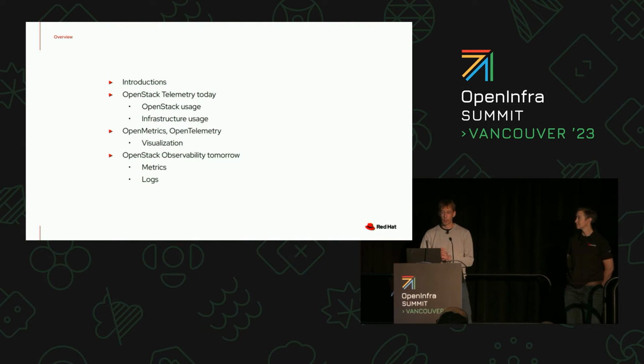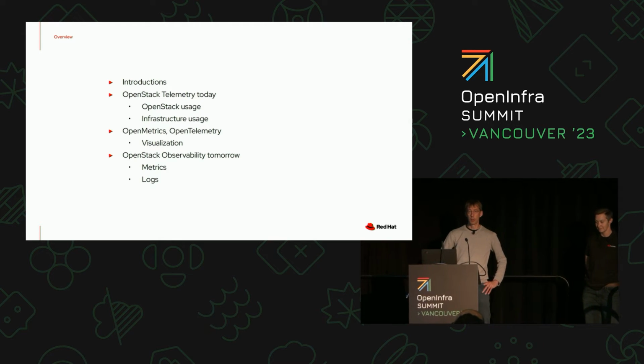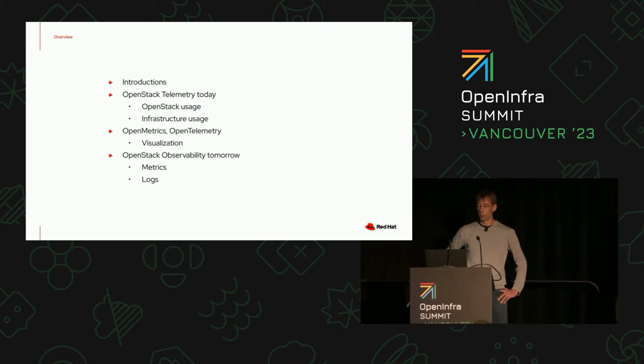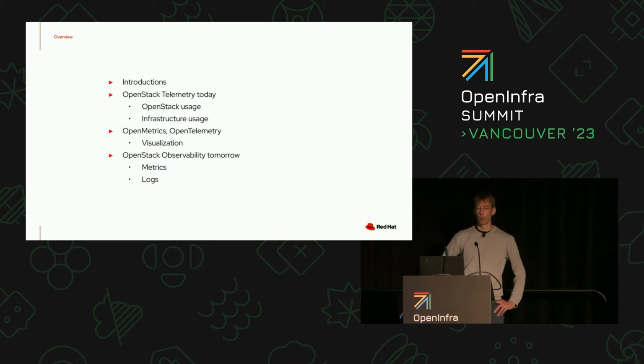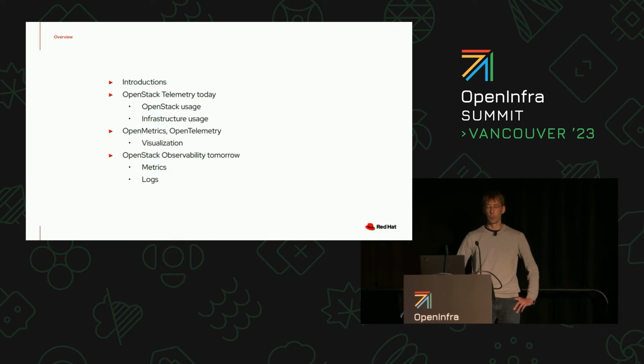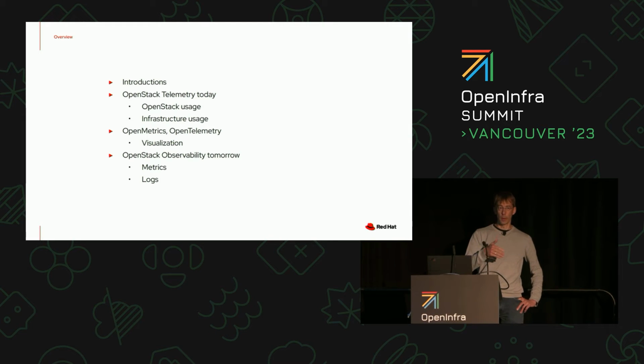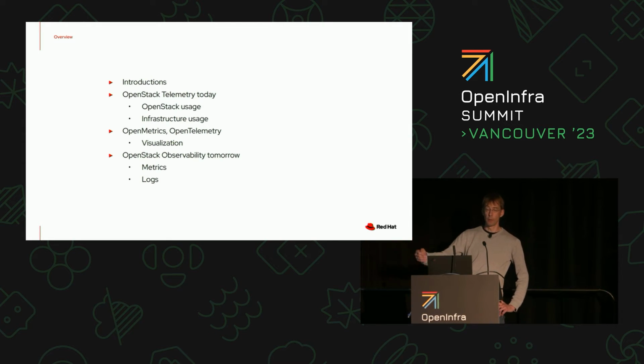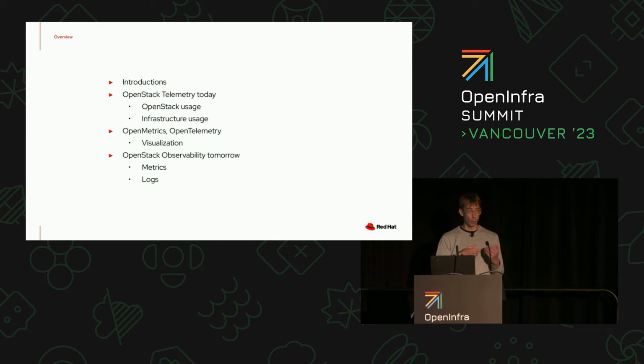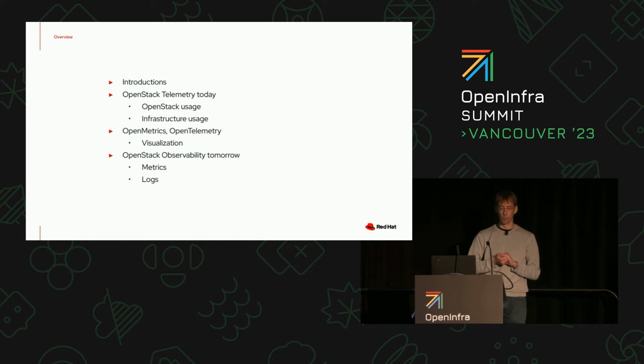Let's take a peek. First, we are going to do some quick introductions, and you can basically read the slides. We are going through what we have today in OpenStack Telemetry, take a step back and see what's out there in the world outside of OpenStack, what is being used, and how we could put things together and use it a little bit differently. And Jamie will present some outlook on how it could look in the future.